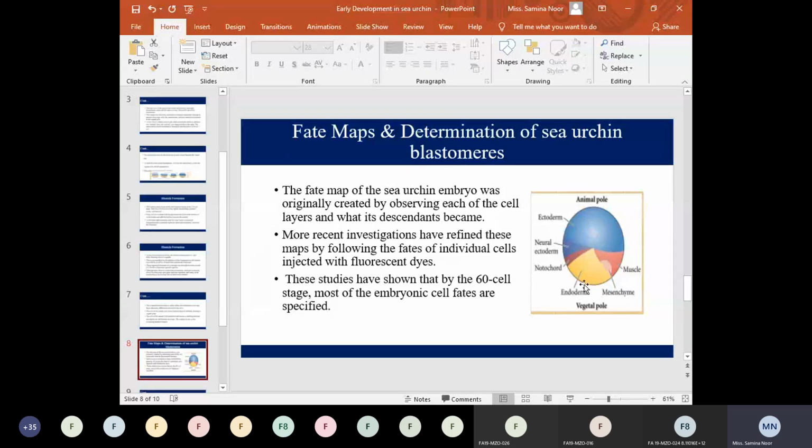And then the vegetal pole: the regions present in the vegetal pole in future form the endoderm or the mesoderm, or the structures developed by the endodermal layer or the mesodermal layer.